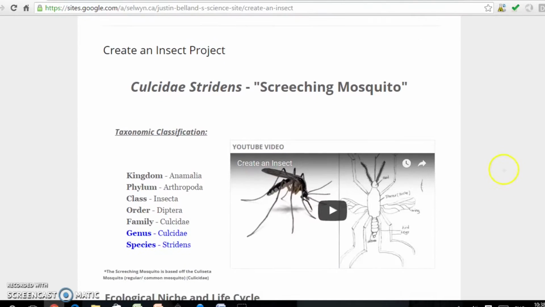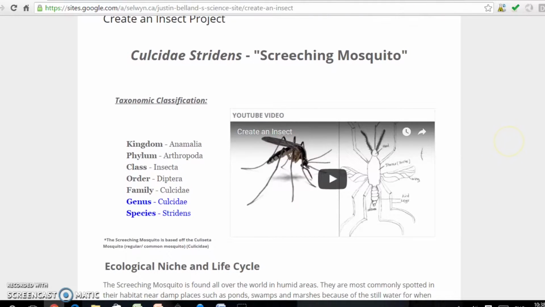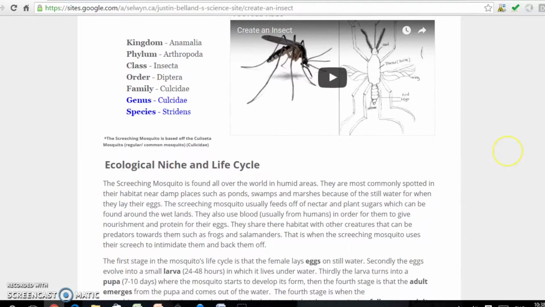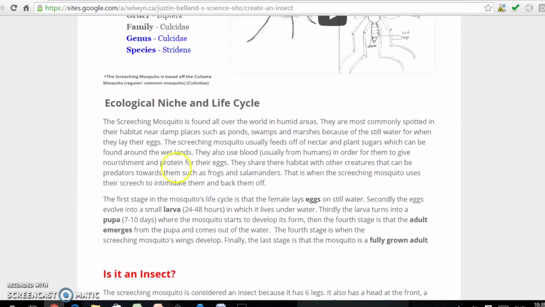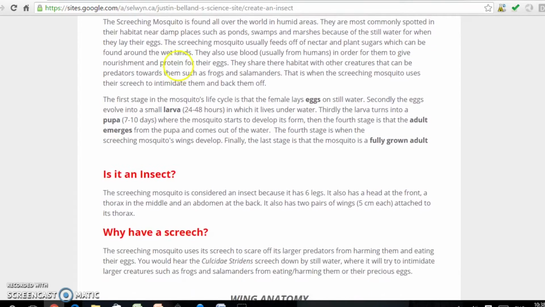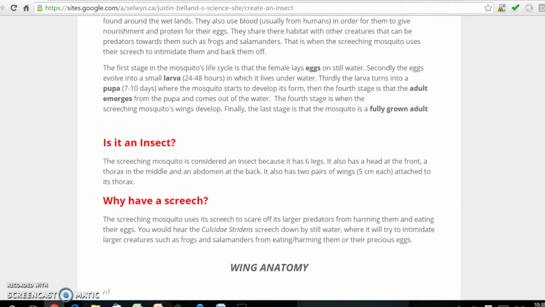And what he did was he researched already a mosquito, and then he modified that mosquito's species name to use a Latin term that helped represent his mosquito's noise that it makes and its adaptation. On his site here, you can see that he's got the ecological niche, the life cycle, is it an insect, and why it has a screech.